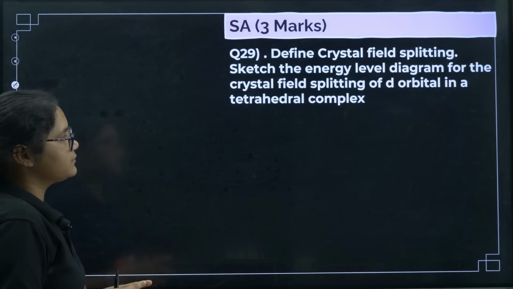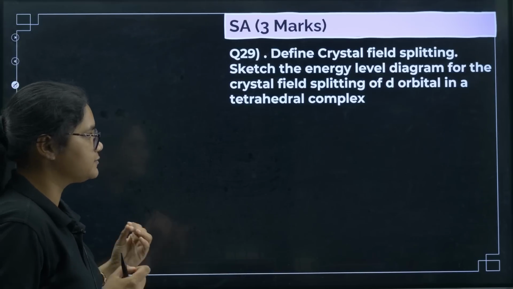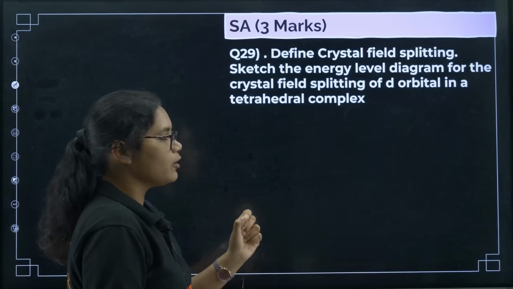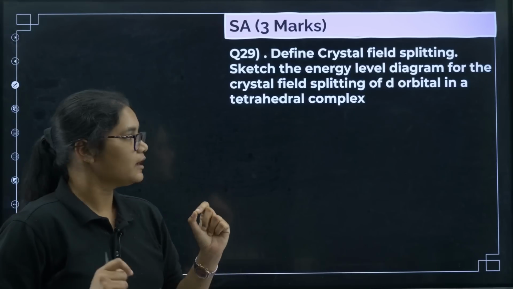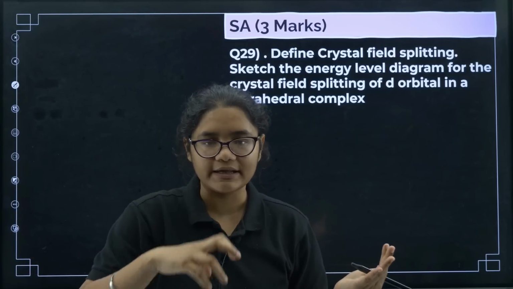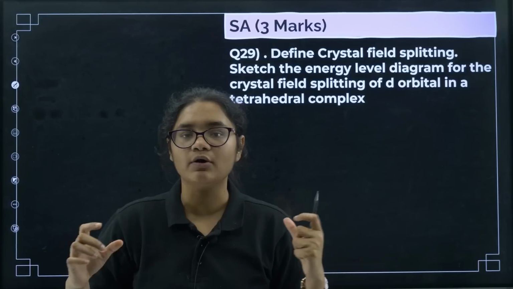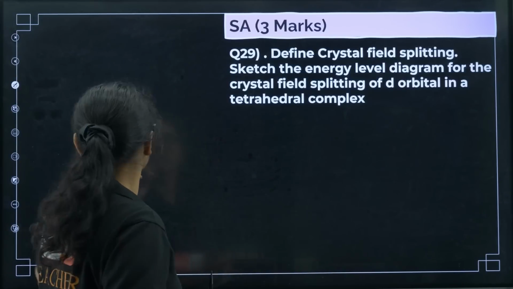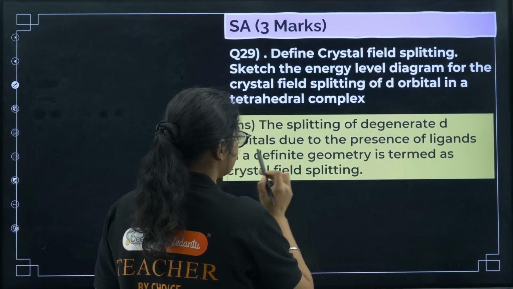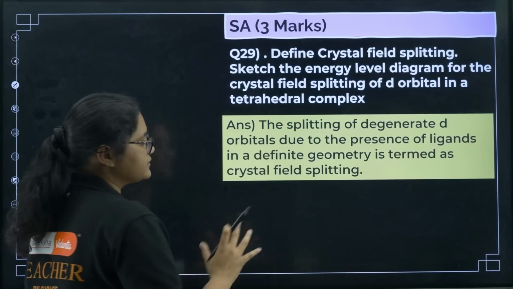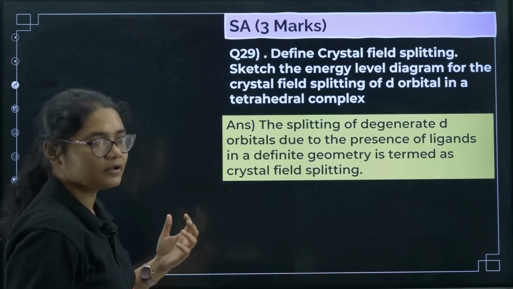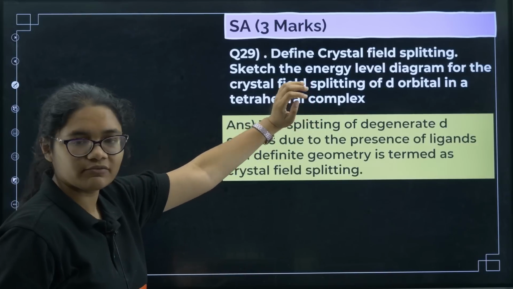Now moving to next question number 29. Define crystal field splitting and sketch the energy level diagram for the crystal field splitting of d orbitals in a tetrahedral complex. Now here, what is crystal field splitting? We know that the d orbitals are degenerate, but when the ligands approach, the degenerate d orbitals split, right? So that is what we have to write here. The splitting of degenerate d orbitals due to the presence of the ligand in a definite geometry is termed as crystal field splitting. Okay, so you might not be knowing the exact definition, but yes, this diagram will be known to everyone.